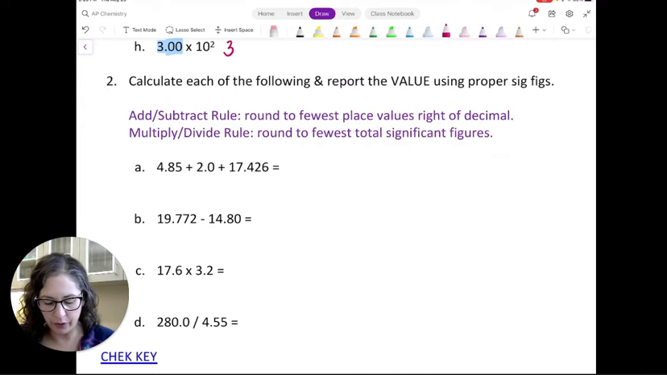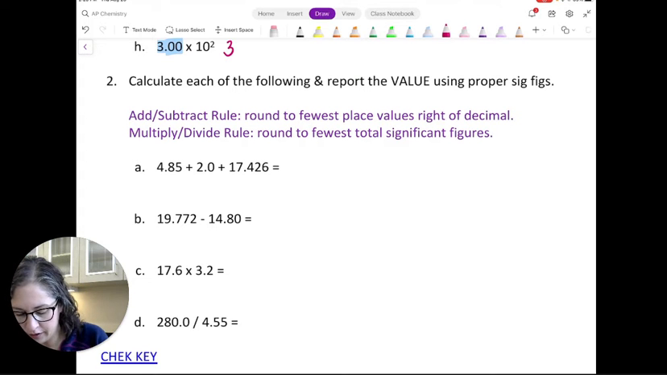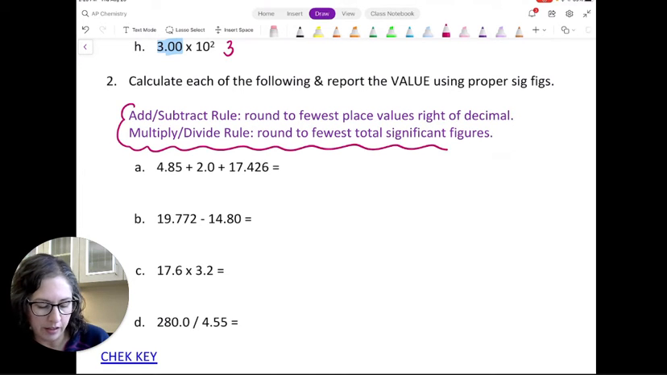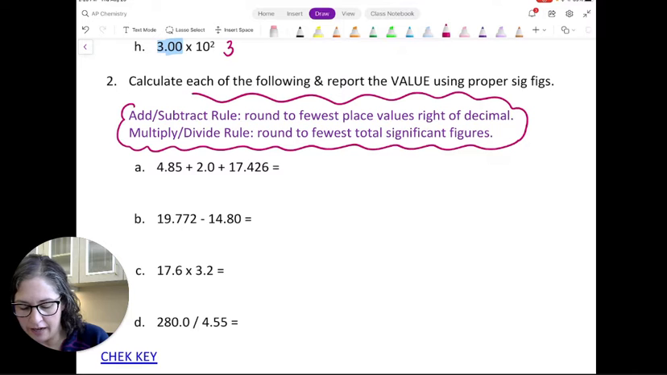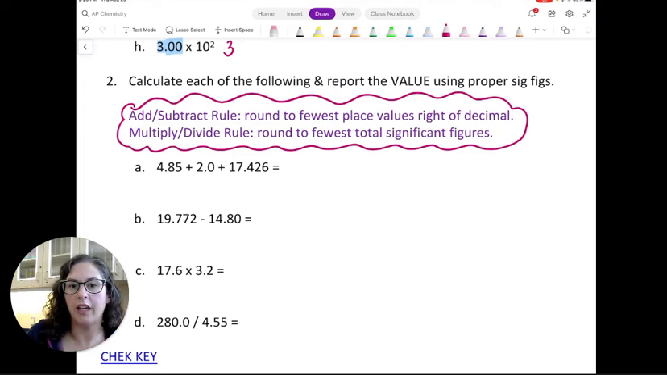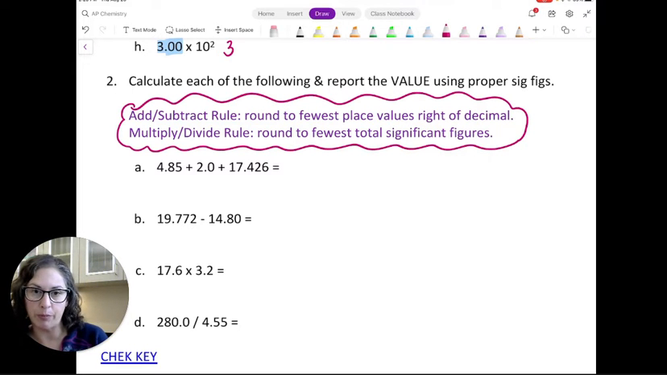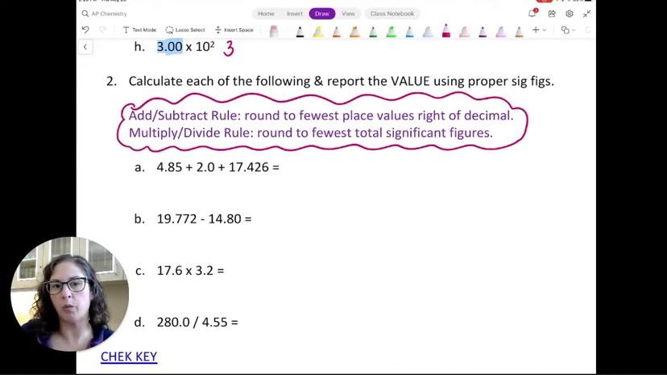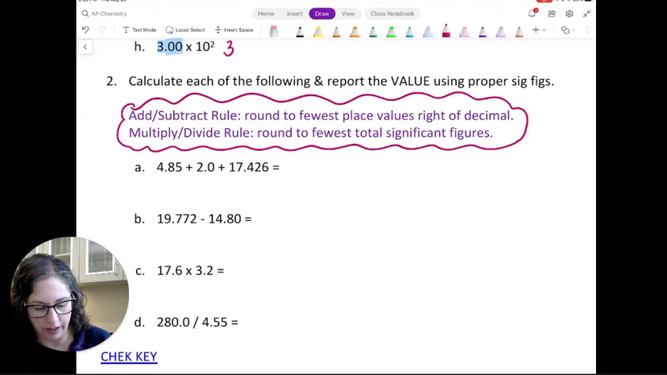And so for letter A, there's 2 different rules, and so let me kind of circle these here. If we are adding and subtracting, we have one rule. If we're multiplying and dividing, we have a separate rule. So let's start with adding and subtracting. For adding and subtracting, we want to round our place value to the fewest places right of the decimal. Okay. The first thing you should do, always, calculate first. So I'm going to do that over here. I'm going to say, okay, calculate first.